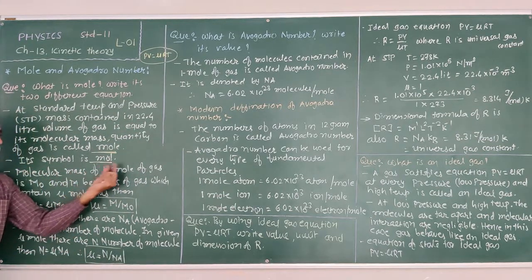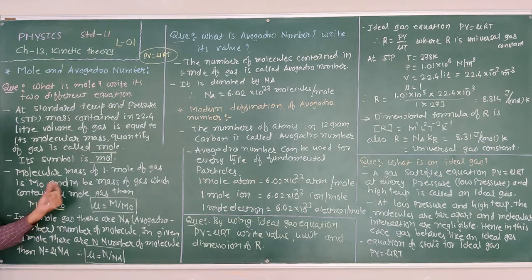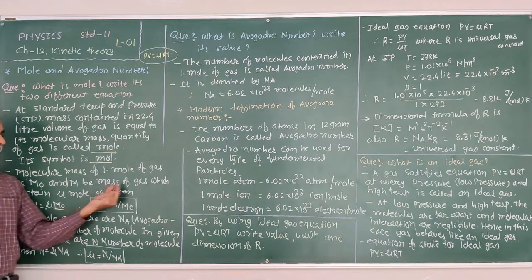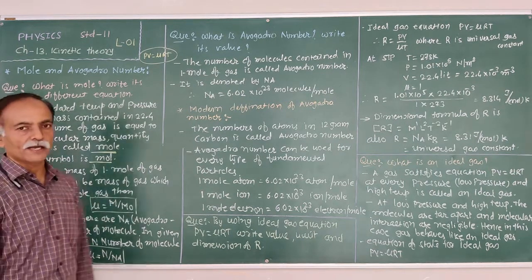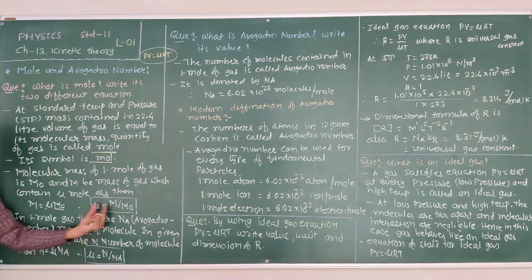Again, the molecular mass of 1 mole of gas is M0, and M is the mass of gas which contains mu mole of gas. What is M? M is the total mass of a given gas. In the given gas, there are mu moles of gas, and the mass of 1 mole of gas is M0. Therefore, total mass M is equal to mu into M0. Therefore, mu is equal to M upon M0. So that gives the quantity of a gas in mole.